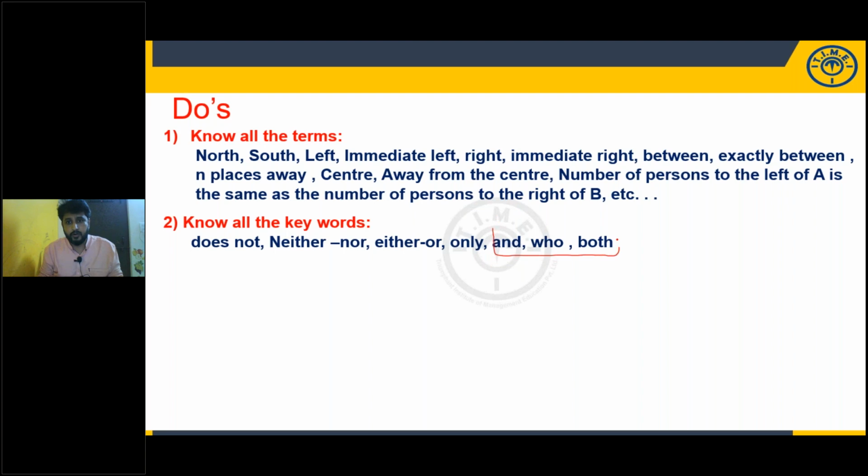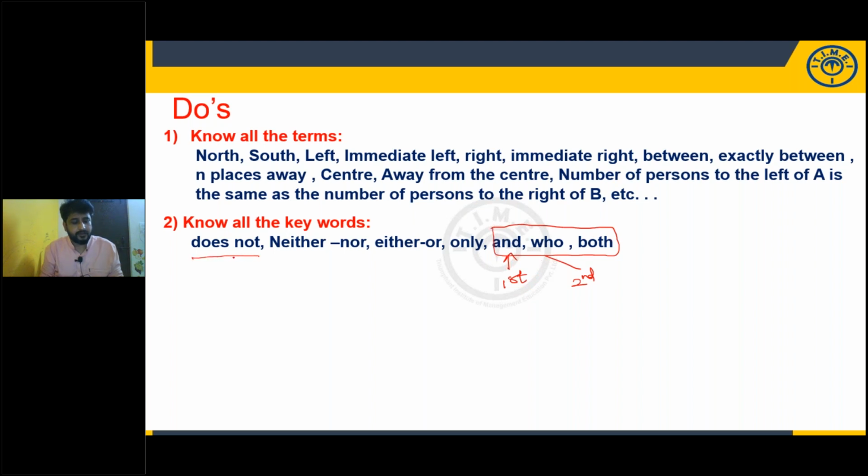And, who, both, these are very important. These are connective terms. "And" refers to the first person as a subject in a statement. "Who" refers to the second person as a subject in the statement. Both we know. And does not.